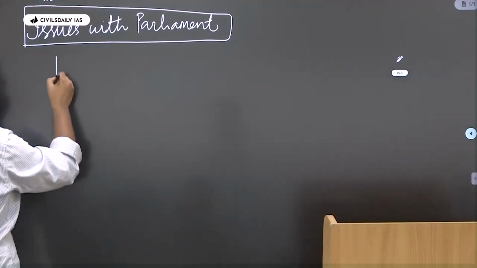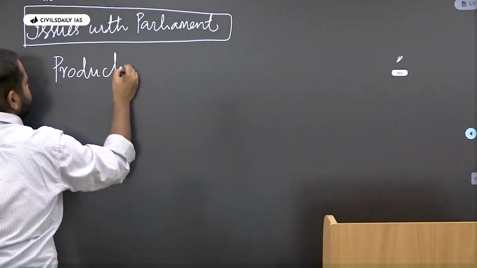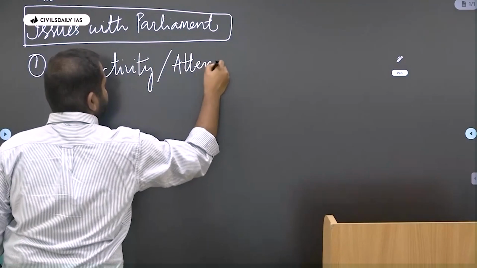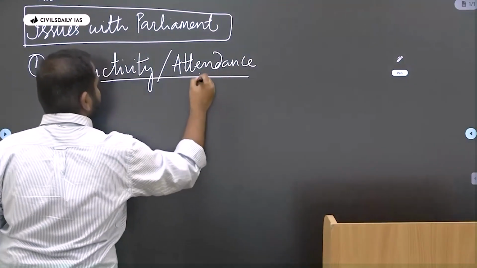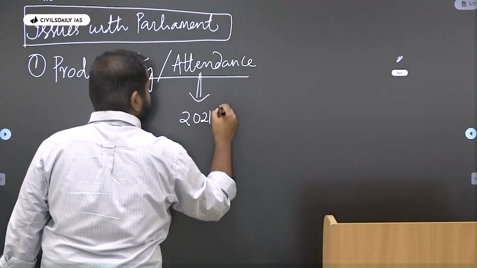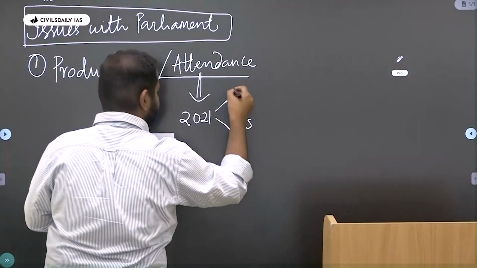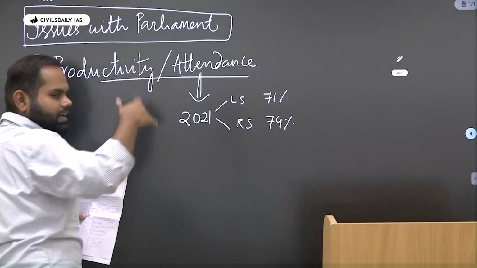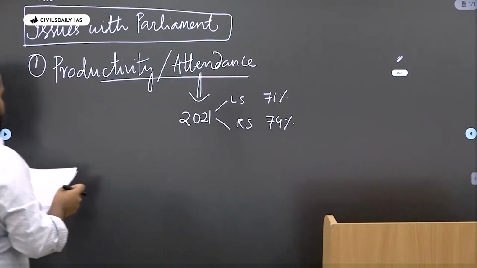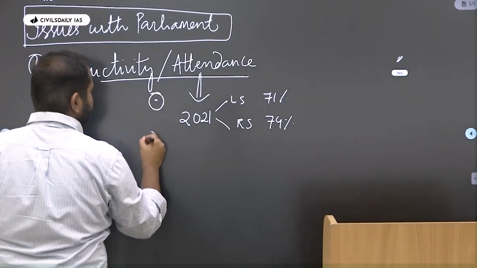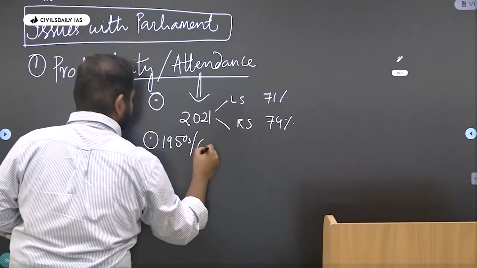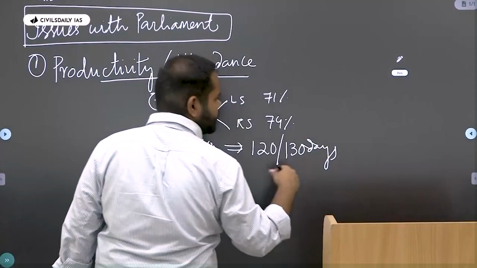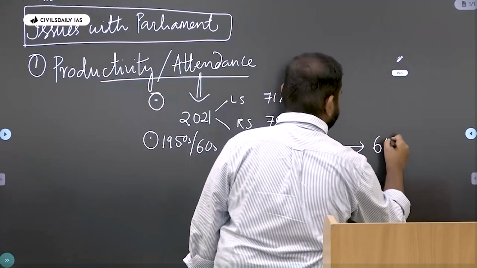The first is the productivity, or attendance. So in 2021, Lok Sabha and Rajya Sabha had a decline in their general attendance. Lok Sabha was at 71% and Rajya Sabha was 74%, which was a decline as compared to the previous sessions. In the 1950s and 60s, we had effectively 120, 130 days of parliament sessions happening in a year. Now that has reduced to around 60, 70 days.